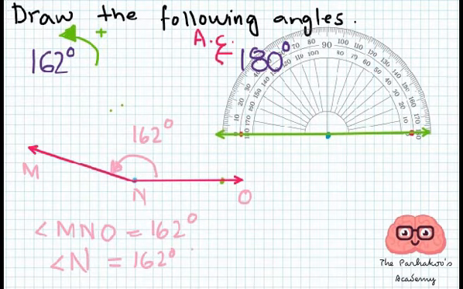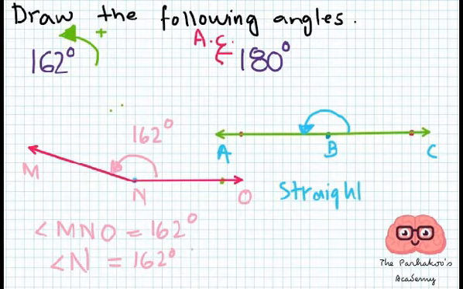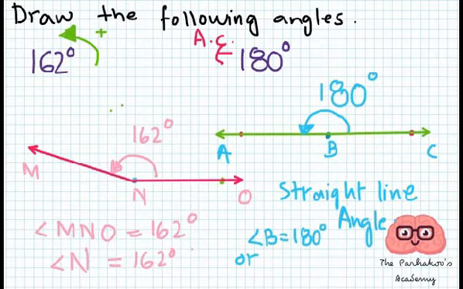Let's remove the protractor. Now let's name it A, B, C. So this angle is from 0 to 180 degrees. Since it makes a straight line, this is also known as a straight angle. So 180 degrees, you can label it as angle B equals 180 degrees, or the measure of angle ABC is equal to 180 degrees.